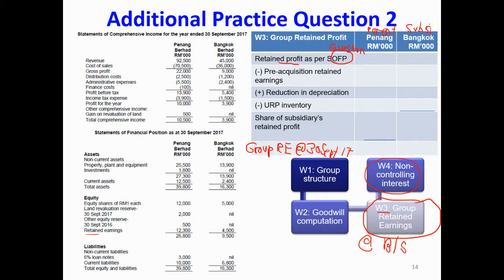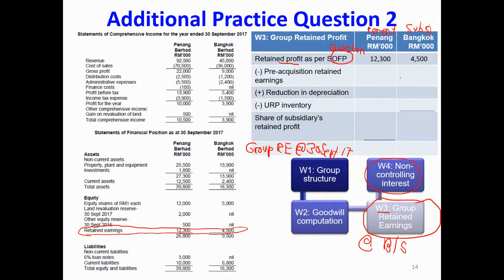Just go to the question. Let me circle the retained earnings. So for Penang, what is the figure? 12.3 million. For Bangkok, what is the figure for Bangkok's retained earnings? 4.5 million. Okay. So this part here, start off with the retained earnings from the question.